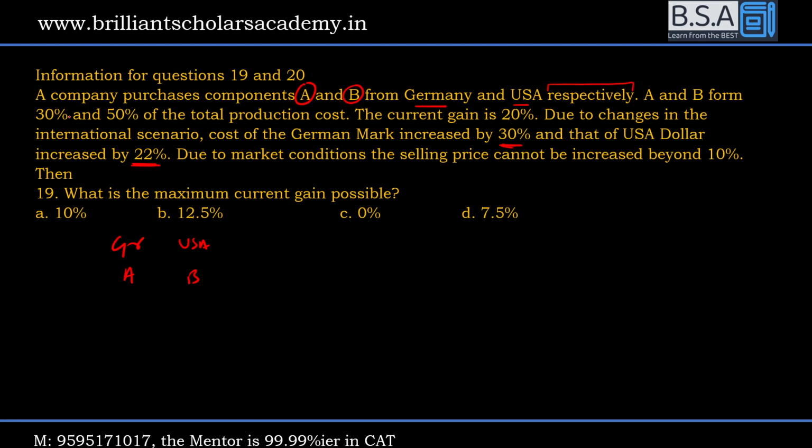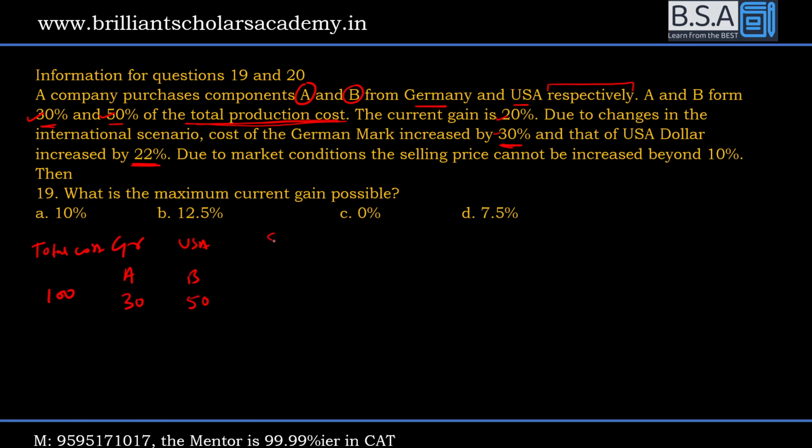A and B form 30% and 50% of the total production cost. They form 30% and 50% of total production cost. The current gain is 20%. So because everything is a multiple of 10, what can we assume? 100. I am imagining the total cost as rupees 100. If I do that, cost of A is 30, cost of B is 50.